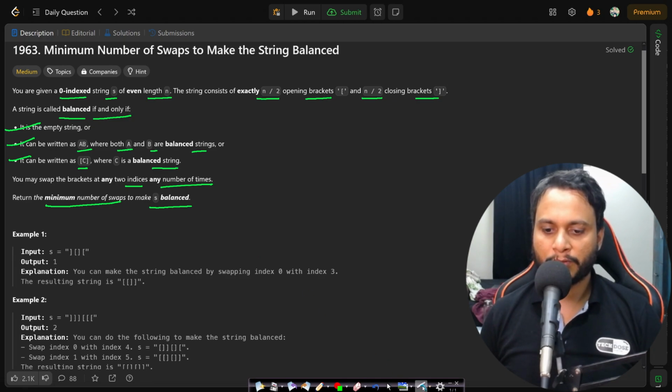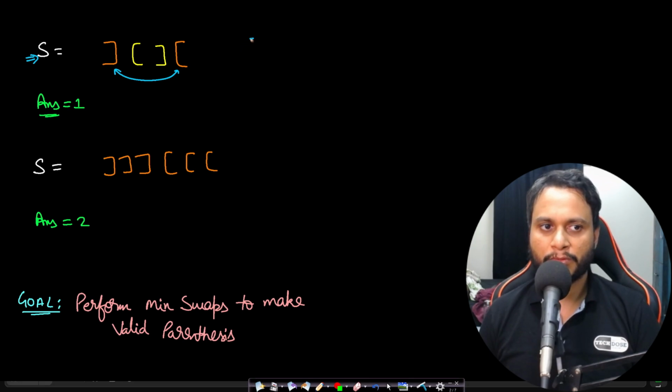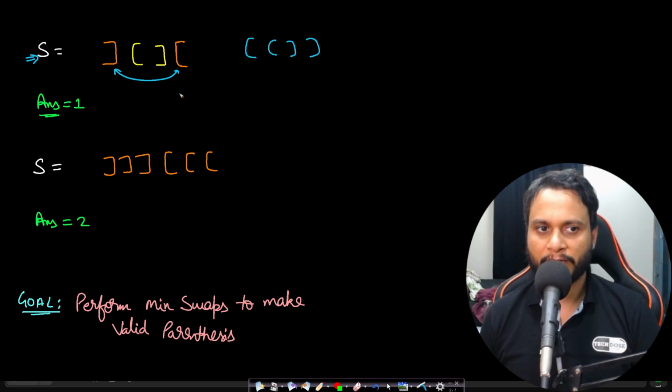Okay, now let's look at some examples for better understanding. Let's say that this is the given string. In this case, if you want to make it balanced, then we need to swap the first bracket with the last bracket. So you will see a closing bracket followed by opening closing and then a closing bracket. So this required one swap, so the answer would be 1.